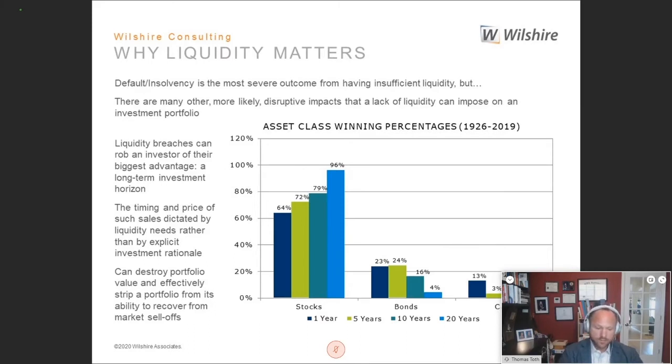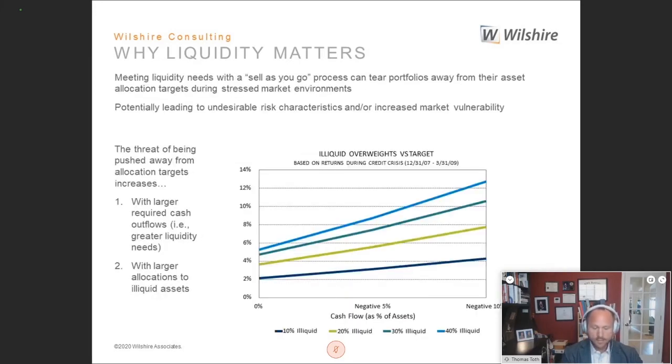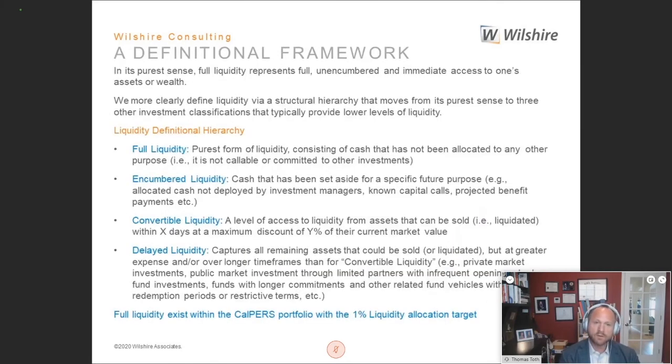So I talked about how a portfolio can be torn away from its strategic allocation. So I'll skip over page 31 and move us to page 32. And this starts to get into what we think of as the best practices for liquidity management in a portfolio. And then I'm going to link it to the asset allocation process.